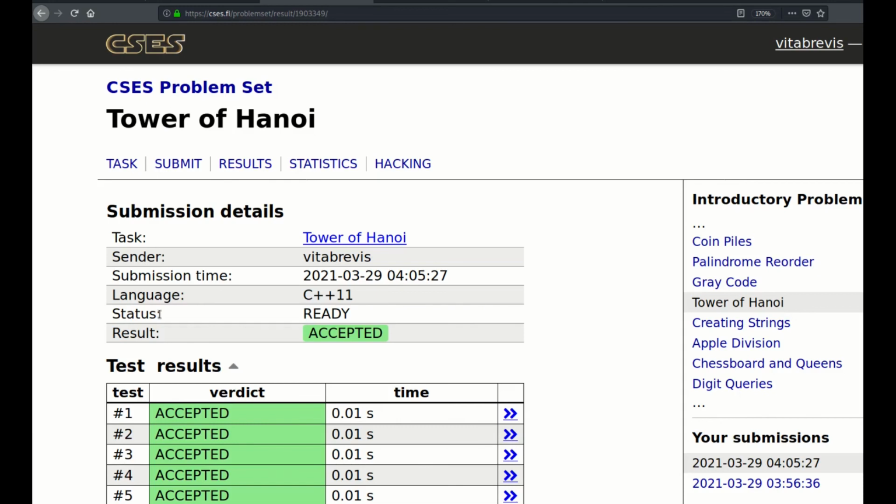Now I'm going to leave you with a visualization of the solving of a Tower of Hanoi with 8 disks.